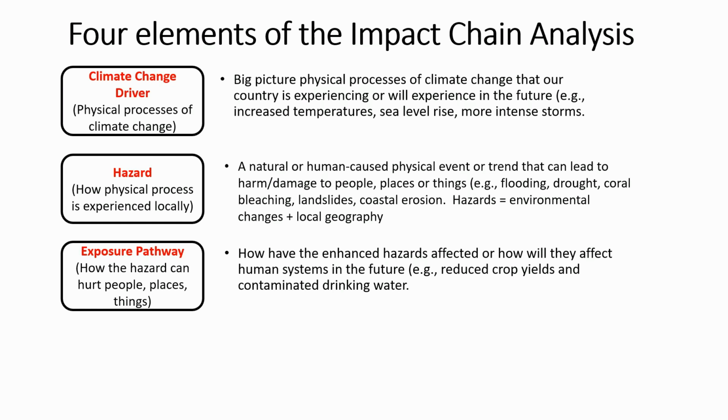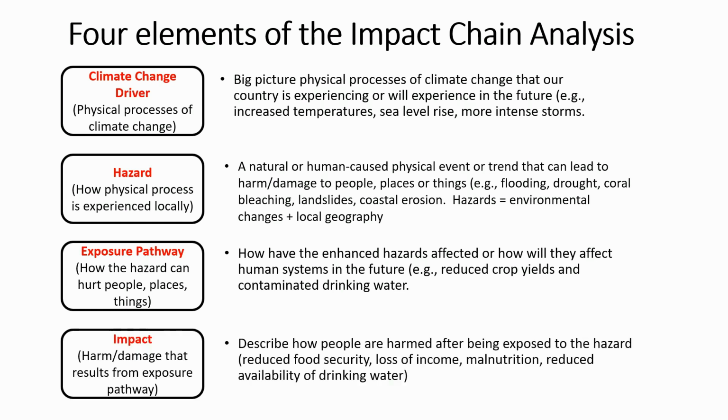The exposure pathway is how the enhanced hazards have affected, or how they will affect, human systems in the future. So as you can see in my examples here, reduced crop yields and contaminated drinking water. And again, we'll look at some examples in a moment. Now then we've got our impact. The impact is the harm and damage that results from an exposure pathway. So this describes how people are harmed after being exposed to the hazard. And it may include things like reduced food security, loss of income, malnutrition, or reduced availability of drinking water.